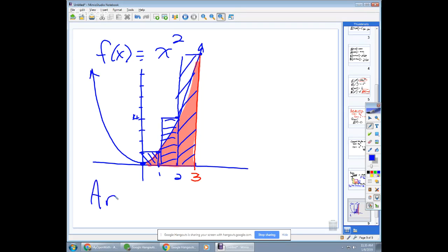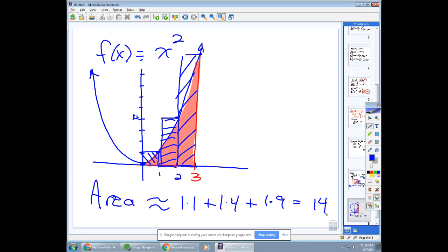So I could say that the area here is approximately a 1 by 1 rectangle plus a 1 by 4 rectangle plus a 1 by 9 rectangle. And if I add that up, I get, on a good day, 14. And that's an overestimate.